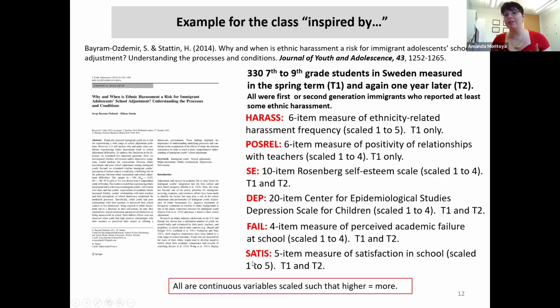Just because I know we're hopping into a lot of different data contexts within this course, this might not be something that is super familiar to you. I try to keep the examples relatively intuitive and not requiring a deep background in psychology. But if you're looking at these variables and thinking, gosh, I don't really remember the directionality, then the typical way to think about it is higher is more. So higher scores is more satisfied with school, more academic failure, more depression, more self-esteem, more positive relationships with teachers, and more harassment.